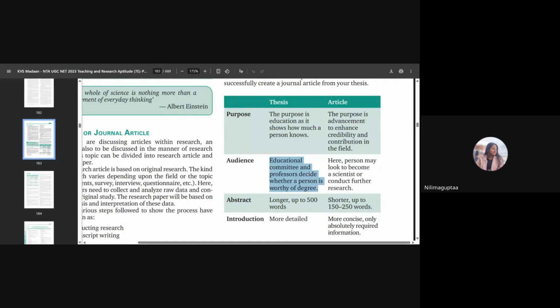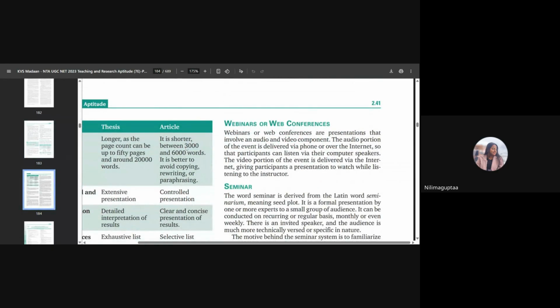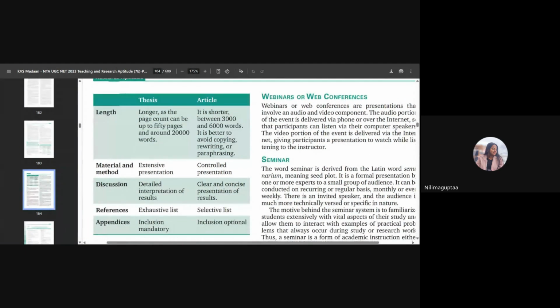The abstract in a thesis goes up to 500 words, but if I write an article, its abstract will be hardly 150 to 250 words, because the article itself is 3000 to maximum 4000 words. So a thesis is more detailed and an article is more concise, where only absolute information is given. A thesis is longer, and it can go up to 50 pages. An article, as I told you, usually has a maximum of 4000 words; the committee asks for 4000, but rarely asks for 6000.